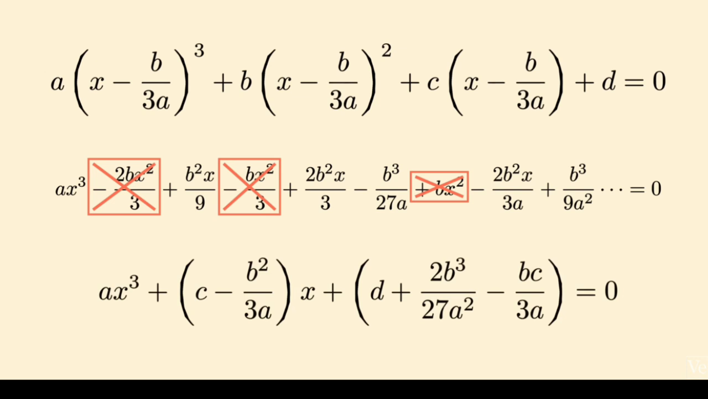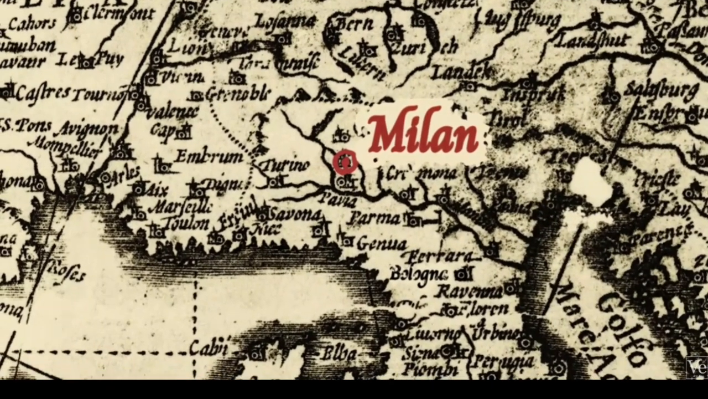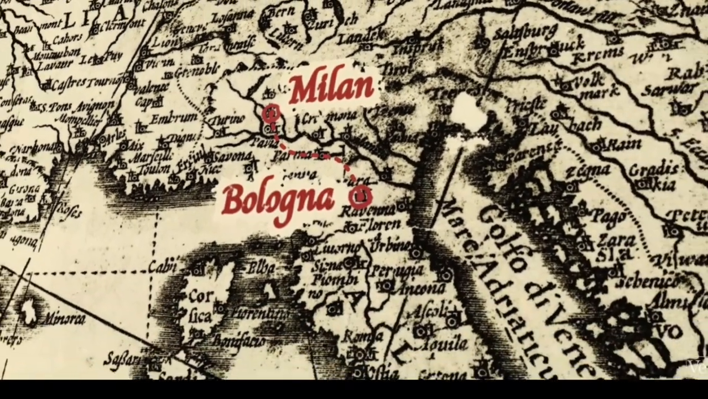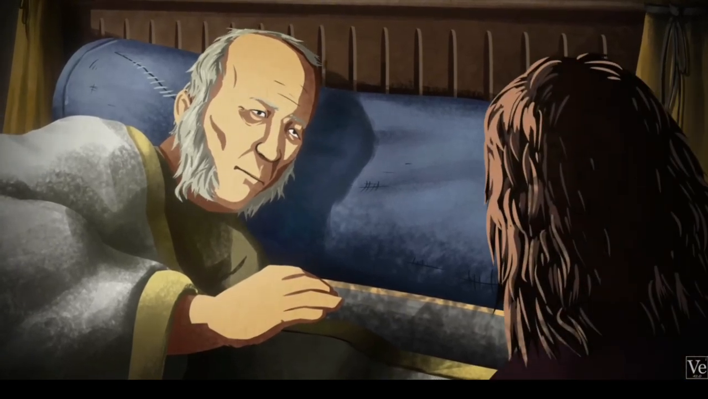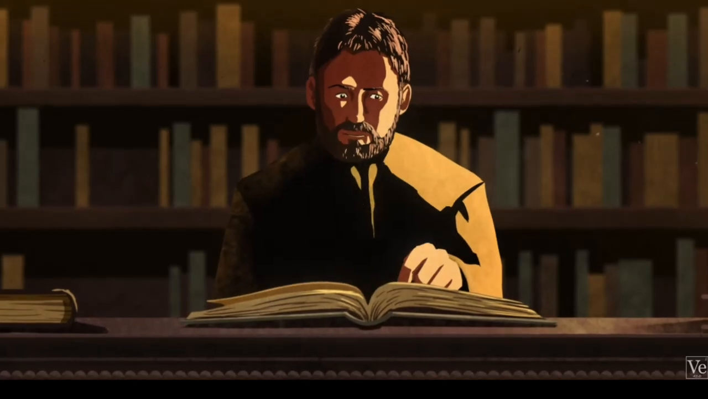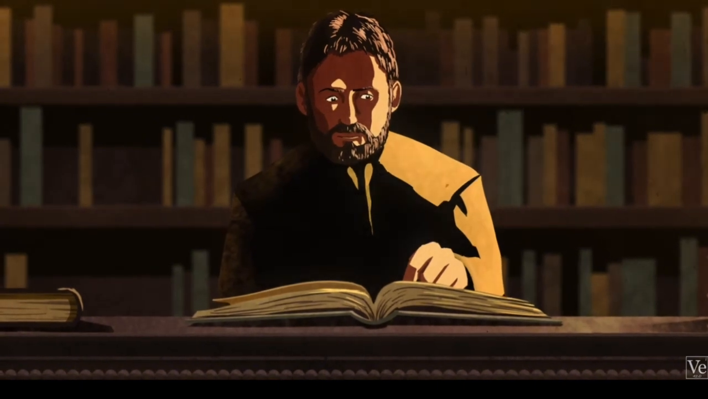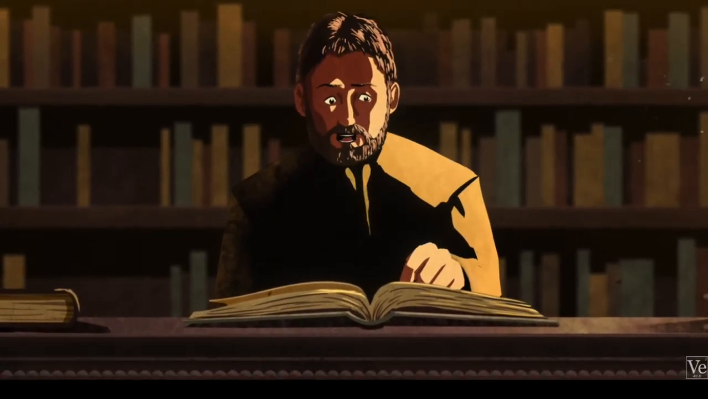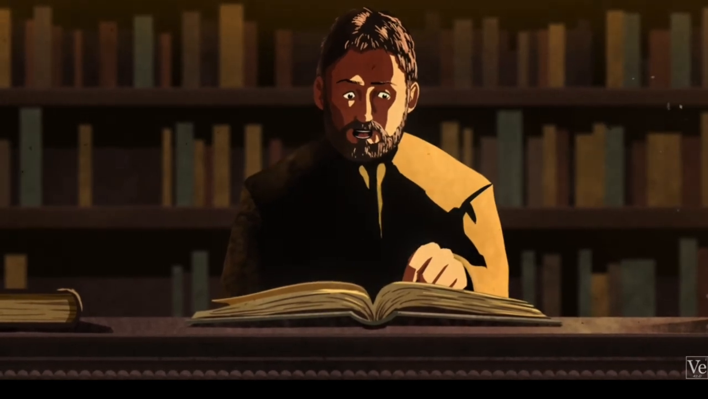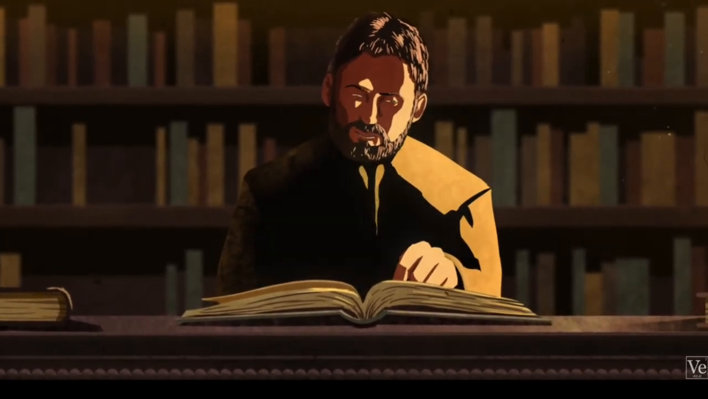Cardano travels to Bologna, and there he visits the family of a mathematician who, on his deathbed, gave the solution to the depressed cubic to Antonio Fior. Cardano finds this solution in Del Ferro's old notebook, which is shared with him during the visit. This solution predates Tartaglia's by decades. So now, as Cardano sees it, he can publish the full solution to the cubic.